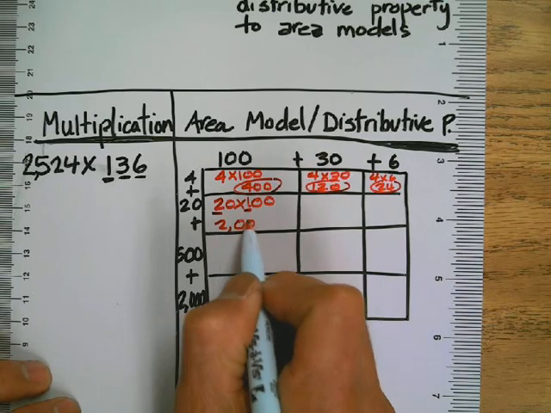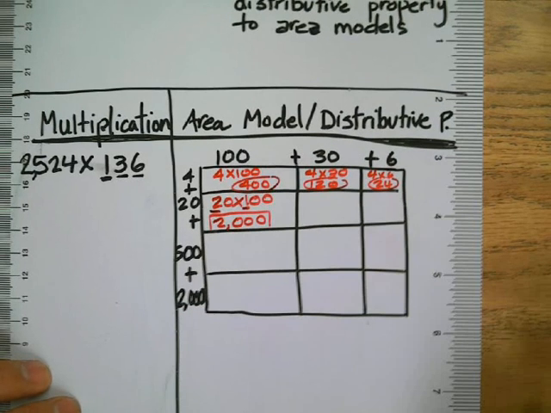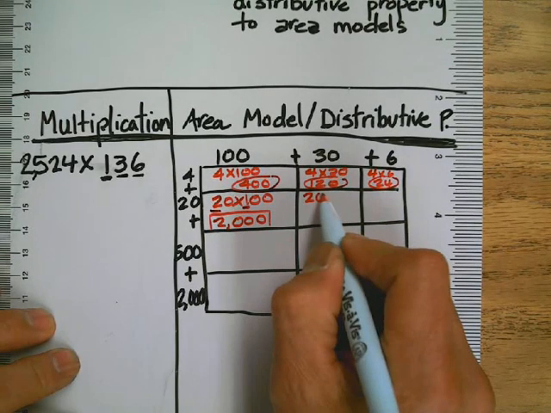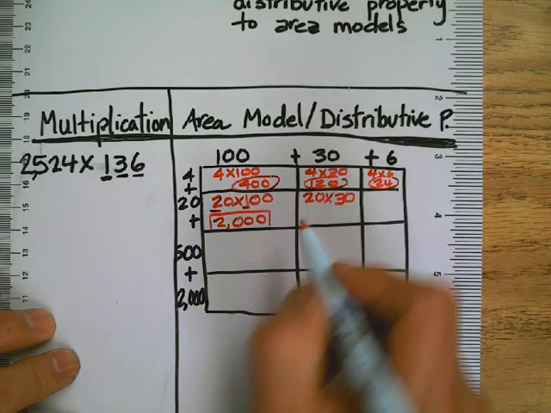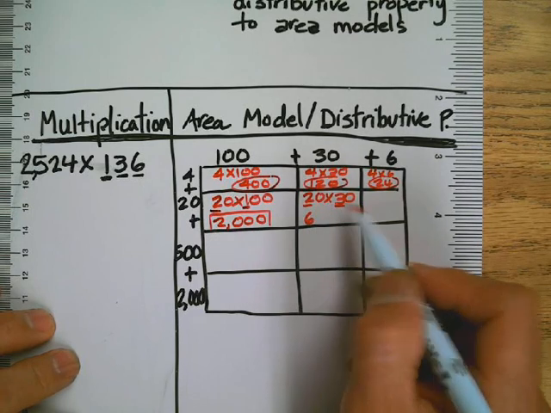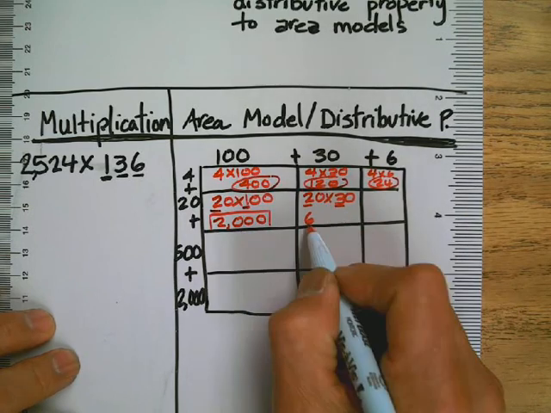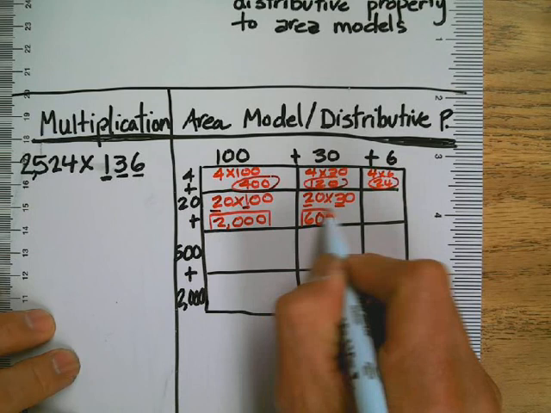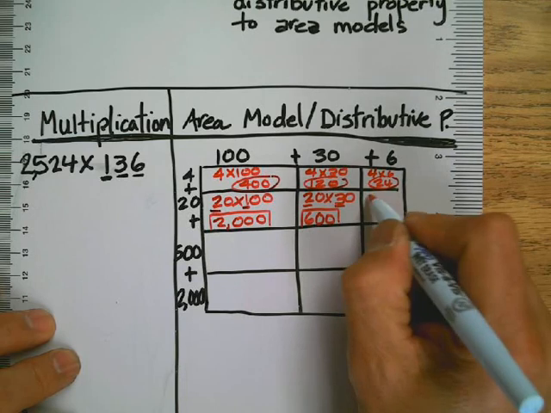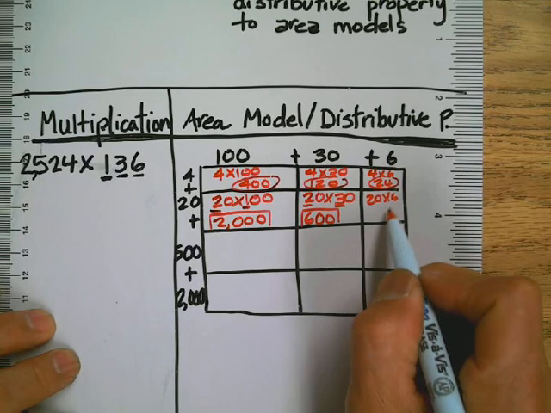Okay, now let's look at the next one. 20 times 30. So if you look at 2 times 3, that's 6. And one 0 represents tens, and the other 0 represents tens. So that's 10 times 10 is 100. 100 times 6 equals 600. Easy peasy, my friends. Okay, the next one is 20 times 6. So 2 times 6 equals 12, times the 10 that is represented by the 0. That's 120. That's easy, right, friends?